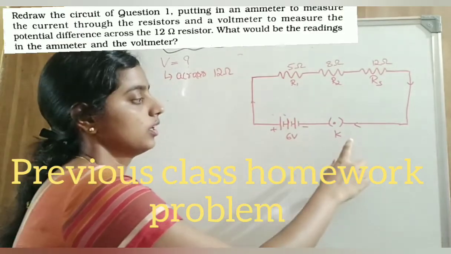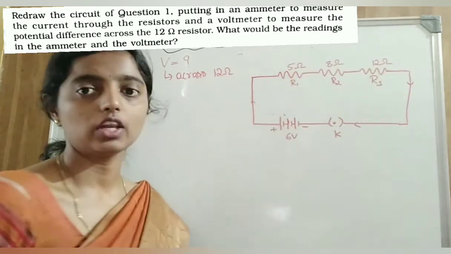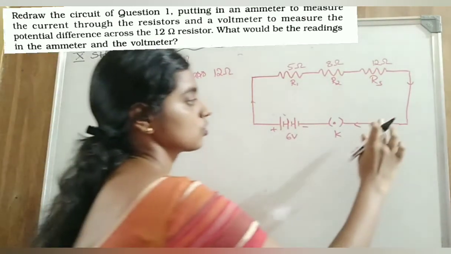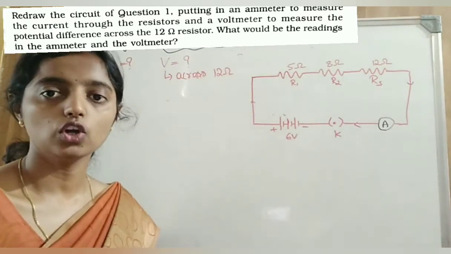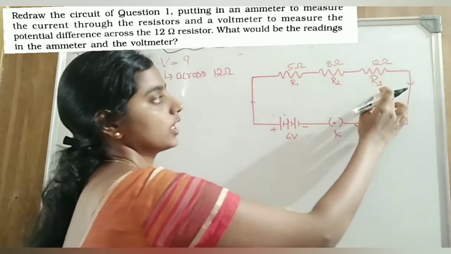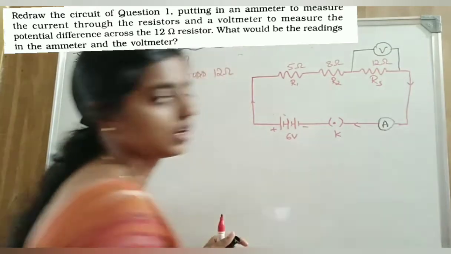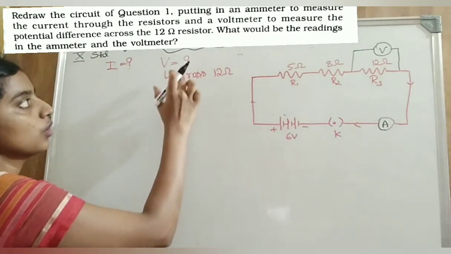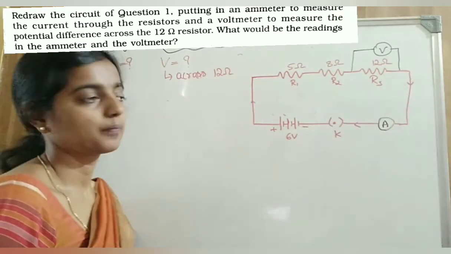This has a 6 volt battery and a key, and we had 3 resistors, that is R1, R2, R3, 5 ohm, 8 ohm and 12 ohm. Here they are asking us to insert the ammeter to take the current reading. So let us insert the ammeter here, and they are asking us to insert the voltmeter across the 12 ohm resistor. Which is our 12 ohm resistor? That is R3. Therefore, the voltmeter should be inserted here. Now they are giving some data. Using that, we need to find out the current and the potential difference across resistor 3.